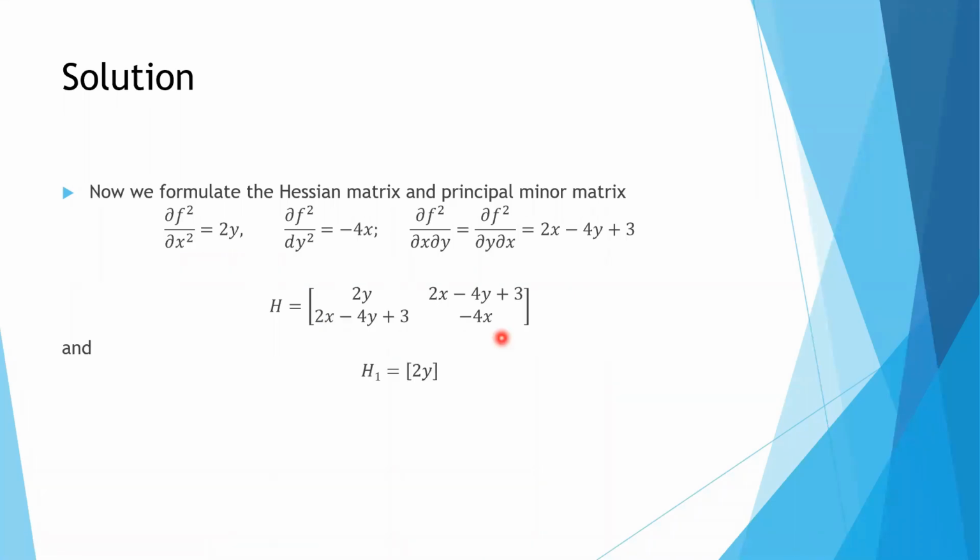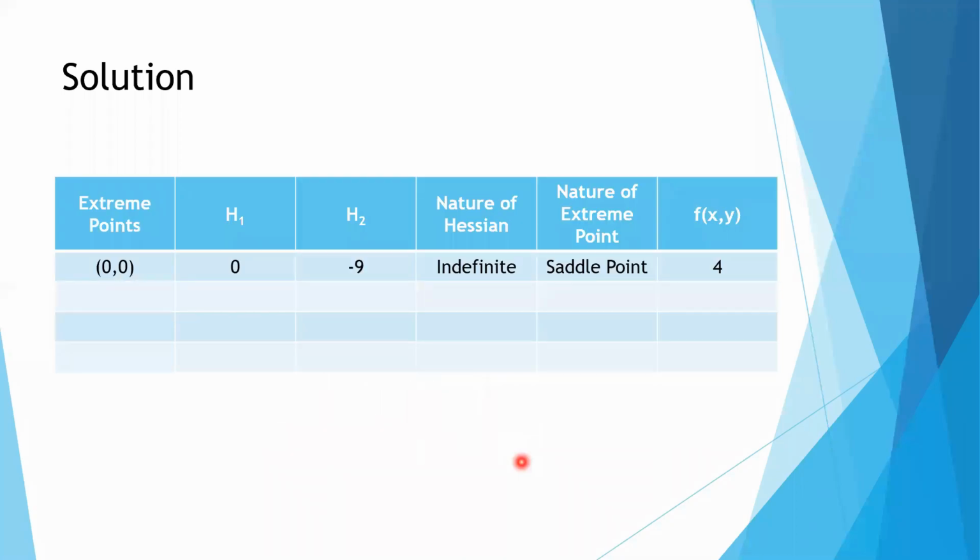We start finding the principal matrices. Principal matrices, like I said, h1 will be equal to 2y, just the first term. After that, go to the next diagonal element and take the entire square. So h2 will be the entire matrix. There are only two principal matrices in this problem. Now going forward, we are going to find the determinant of these matrices, h1 and h2.